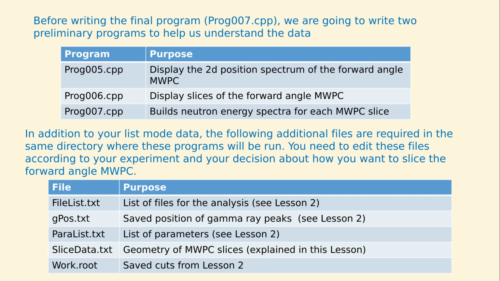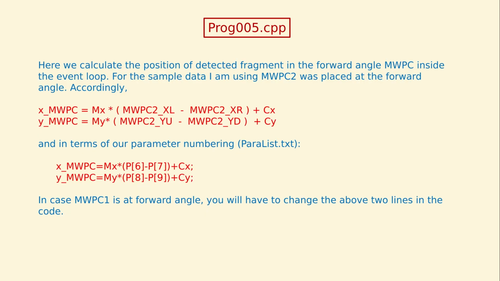Slice data.txt we are going to do now. I'm going to explain how we prepare this file. For today's demo, we will make 12 slices, and that will be entered in slice data.txt. And work.root, this was where we saved all the cuts, the fission selection cut as well as the individual neutron selection cuts for all the detectors. So this work.root was already constructed in the previous lesson.